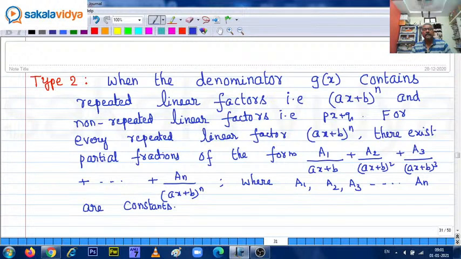Type 1 is g of x containing only non-repeated linear factors, but in type 2, repeated linear factors as well as non-repeated linear factors come under type 2. Now if we discuss the examples, we shall get a good idea. So how to find partial fractions using type 2, and how could you recognize that? If you do at least 4 or 5 problems, then definitely you can solve any problem related to type 2.